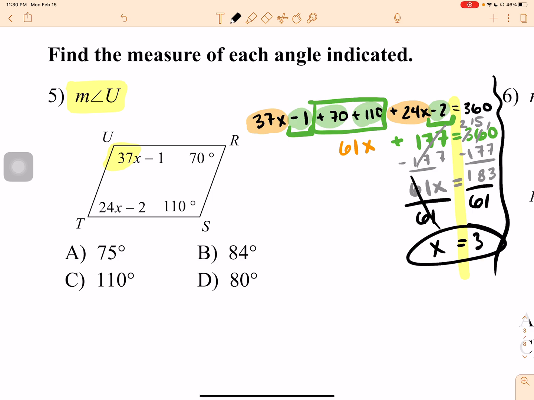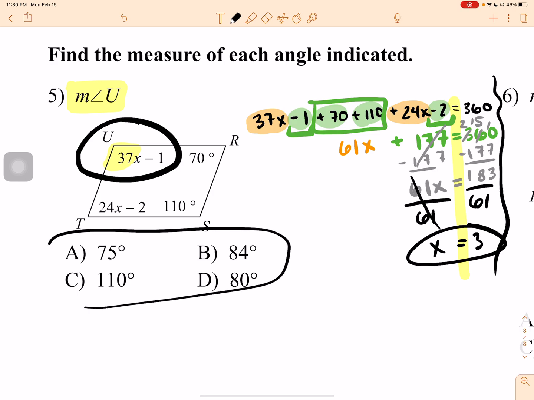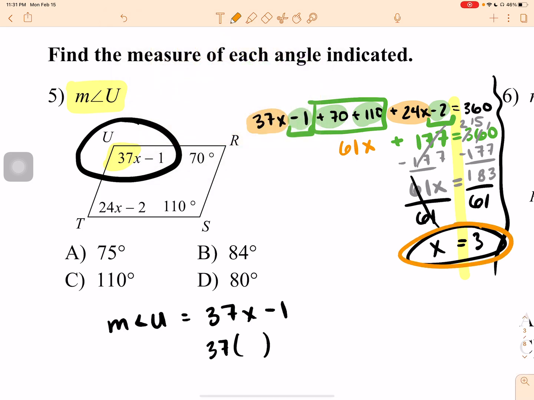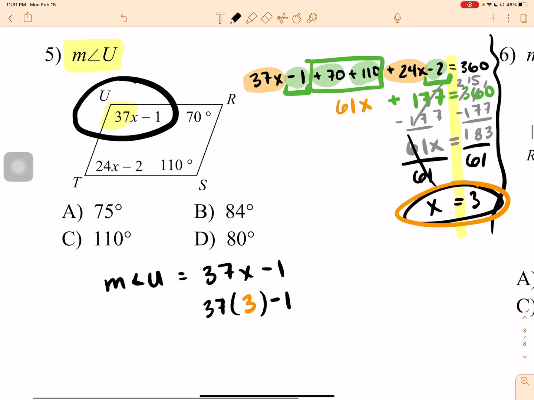And again, I'm purposely moving fast to try to slim down the length of this video. So I still am not done though. Okay, you're lucky that 3 is not an answer choice here, so it doesn't really trick you. But we're asked to find the measure of angle U. We know that angle U is 37x minus 1, and we just solved for x. Okay, over here, we just got that x equals 3. All right, so we want to do 37 times 3 minus 1.